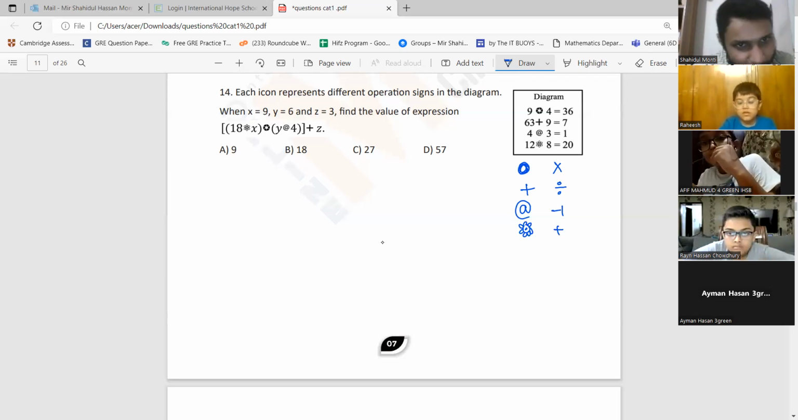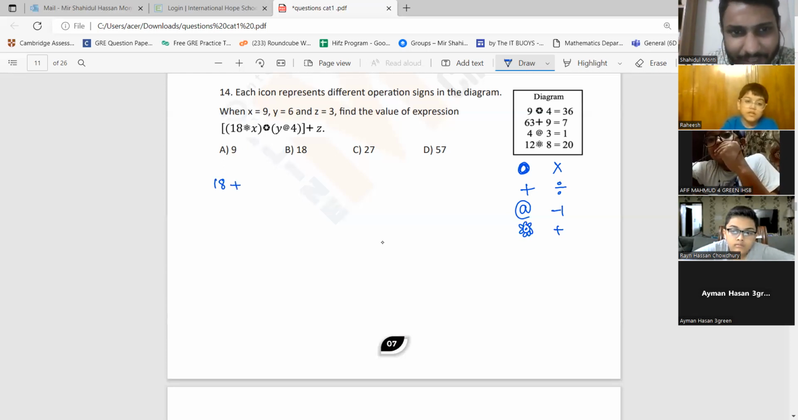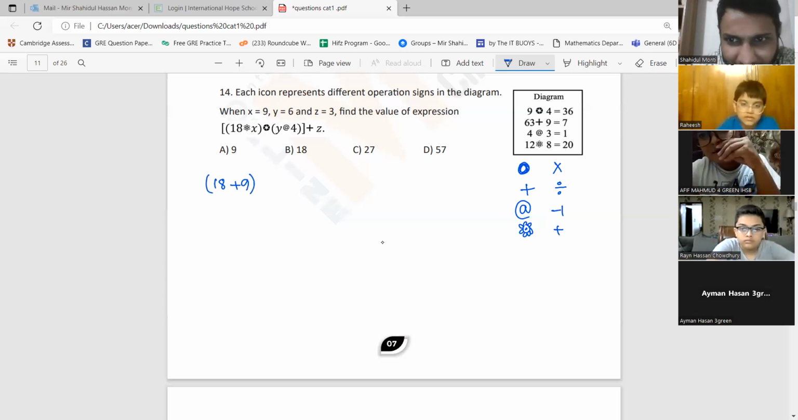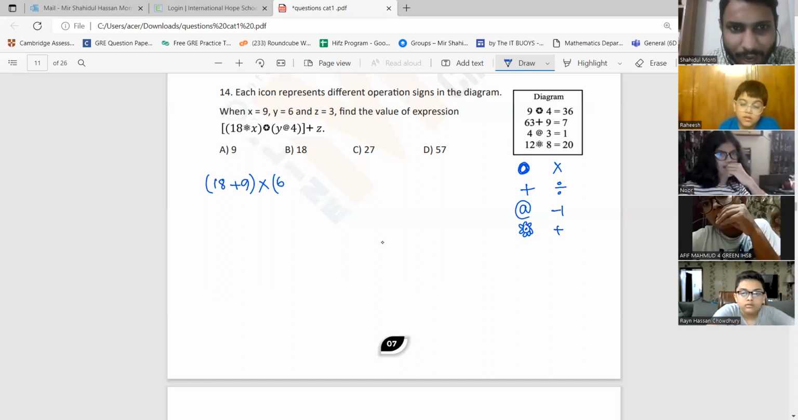Now let's go to this problem. So this says 18 flower x. I know flower is equal to plus. What is the value of x? Question says it's 9. So I write 18 plus 9. Then we have a circle. The circle means multiplication. Then we have y. y is equal to 6. So I write it. Then we have at the rate. At the rate means minus. So I write a minus. Then we have a 4. Then the bracket.